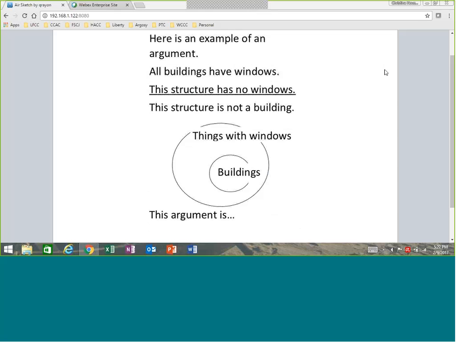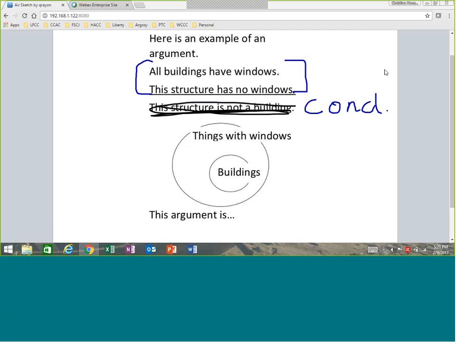Okay, so here's an example. Now, the horizontal line that's drawn separates the premise statements from the conclusion. So these two sentences are the premise statements, and then that last sentence after the horizontal line is the conclusion, okay? So we're going to ignore the conclusion for a moment. I don't want us to even look at that right now. We're going to draw a picture based on just the premise statements.